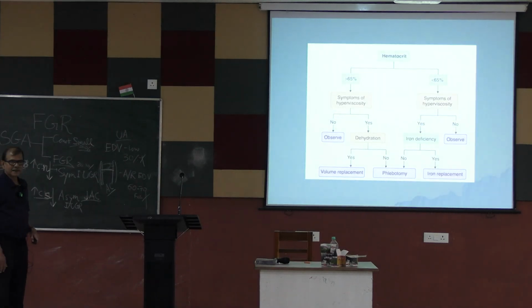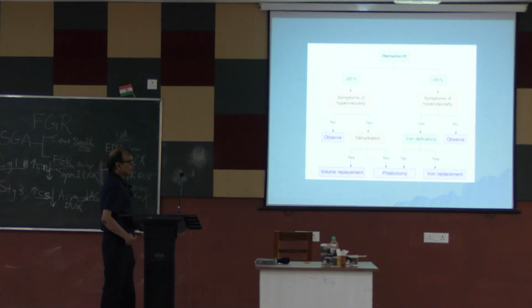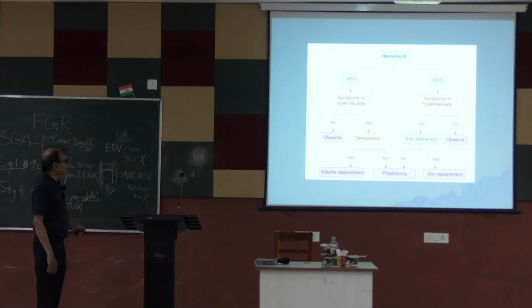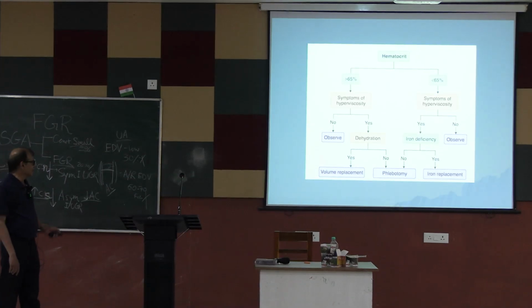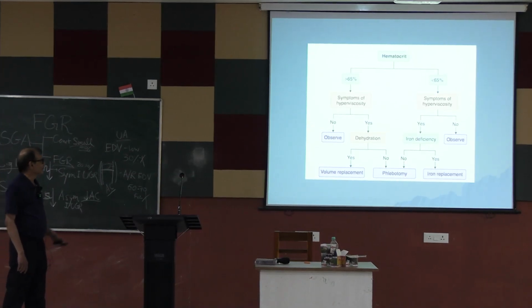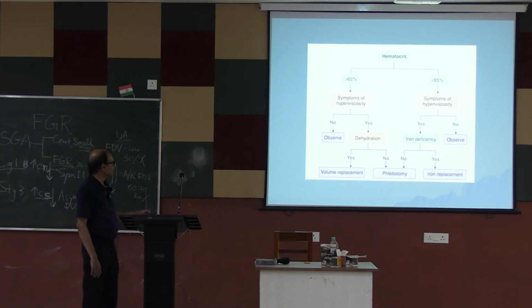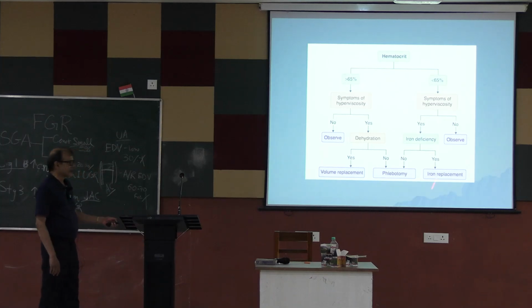Now the management of the hematocrit or erythrocytosis. Hematocrit more than 65%, symptoms of hyperviscosity, no: observation, yes. Dehydration, volume replacement, no: phlebotomy. Hematocrit less than 65%, symptoms of hyperviscosity, yes. Iron deficiency, no: phlebotomy, yes: iron replacement. And symptoms of hyperviscosity, no: observation.